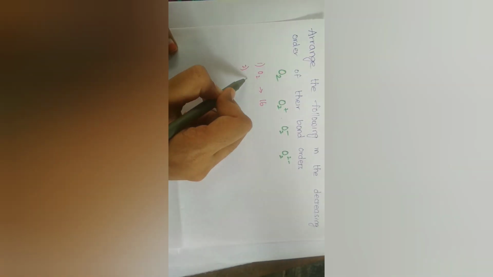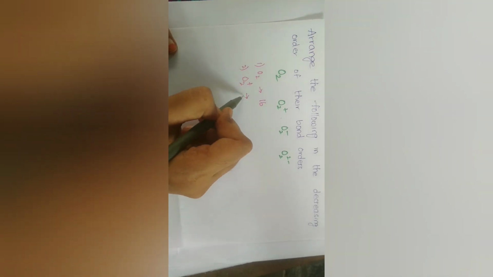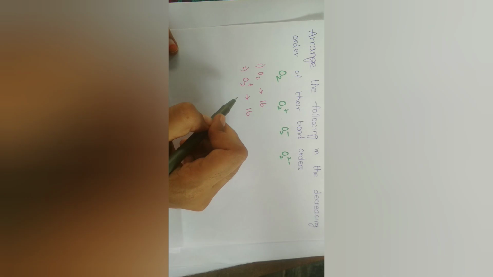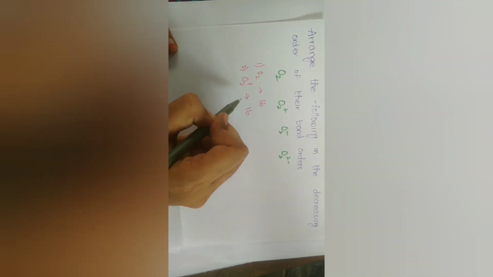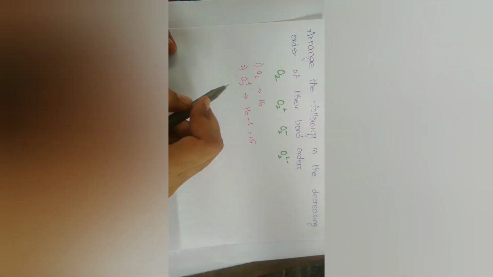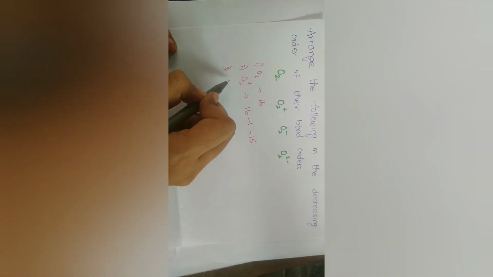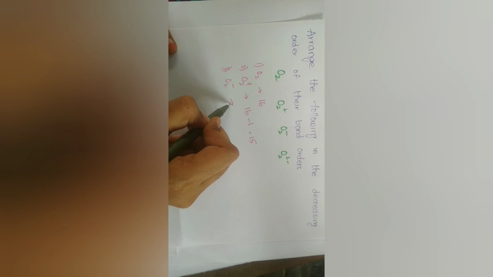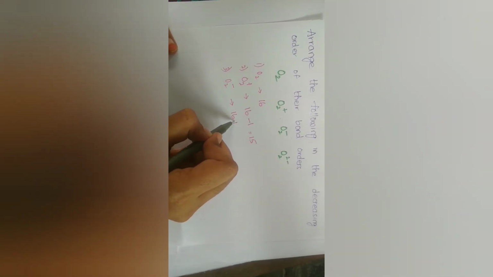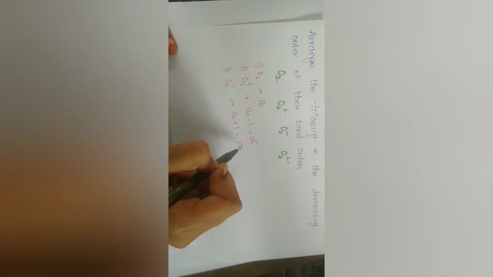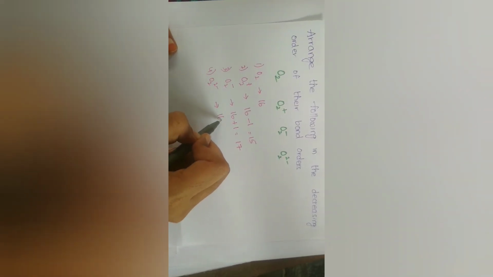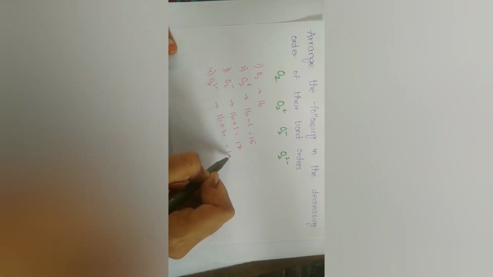For the second molecule O2 plus, O2 means 16 and here the plus symbol indicates the loss of electrons. 1 plus is there, that means the loss of 1 electron. So 16 minus 1, 15. And consider the third molecule O2 minus. O2 means 16, the minus symbol is there, that means gain of electrons, that is 17. And the fourth one O2 2 minus, that is 16 plus 2, 18.